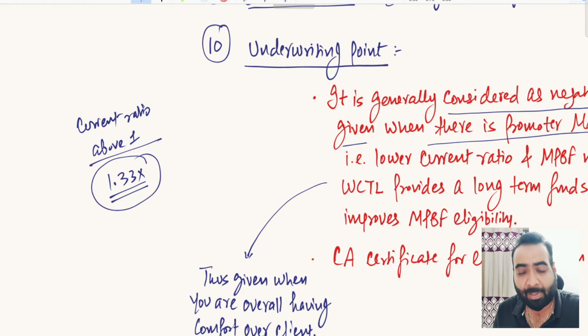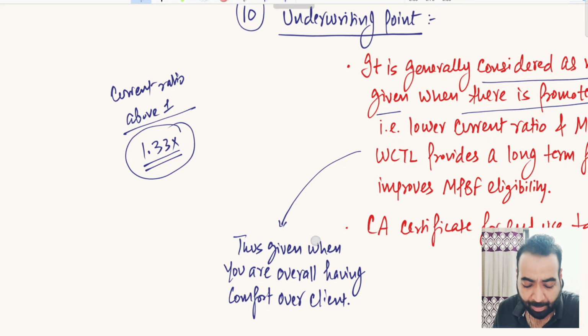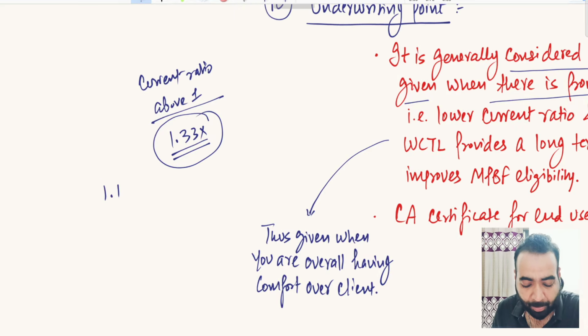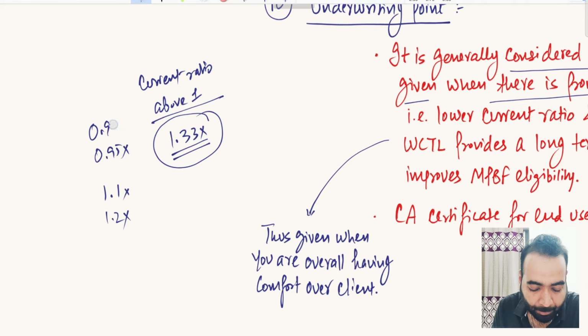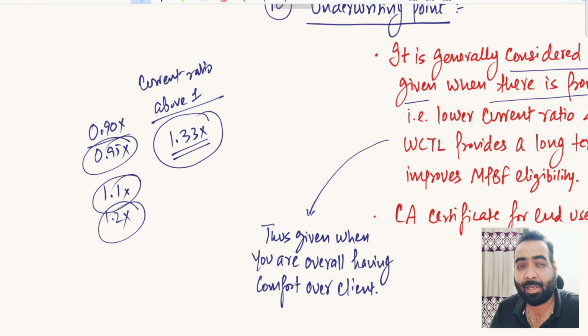But sometimes what happens is, in MSME cases, the current ratio of the client is say 1.1x or 1.2x, or the current ratio may be 0.95x, 0.9x, right? The current ratio is on the lower side, which indicates that the long-term funds infusion or the promoter margins are not sufficiently invested in the working capital of the entity. And this needs to be corrected. And how can this be corrected? This can be corrected only by infusing the long-term funds in the working capital of the client.